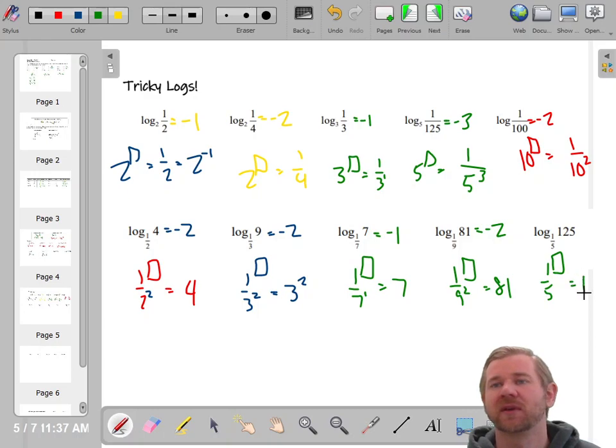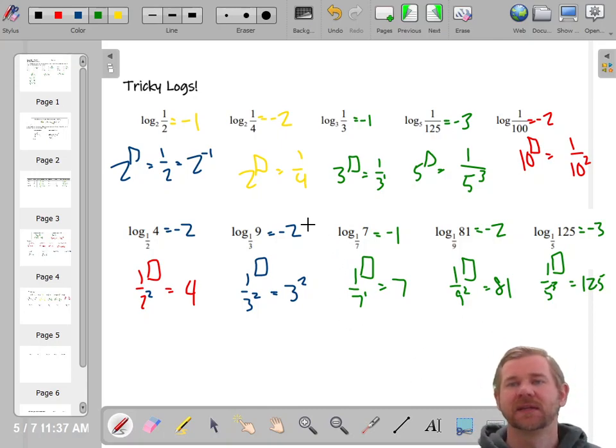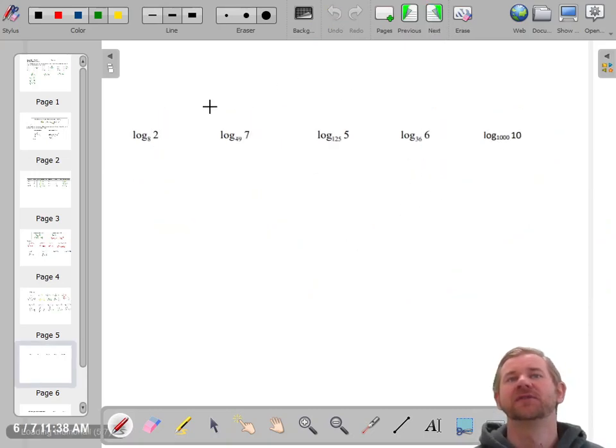1/5 to some power is 125. That's 5 to the third, so we make this negative 3. It's a little tricky at first, especially with your fractions and the negatives. Now, these are maybe the worst.